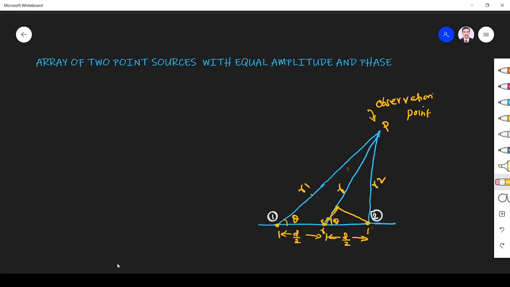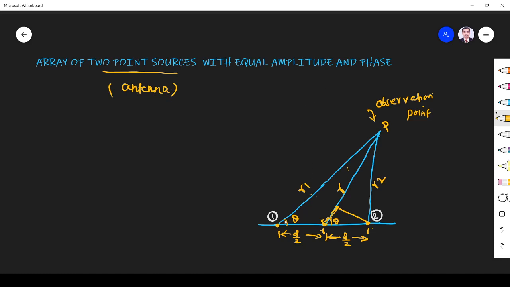Right? So first, what we are going to see here is an antenna array of 2 point sources. What is a point source here? Here, a point source is nothing but our antenna only. Fine? Then why is it called a point source? Let us see. They are fed with equal amplitude and phase.